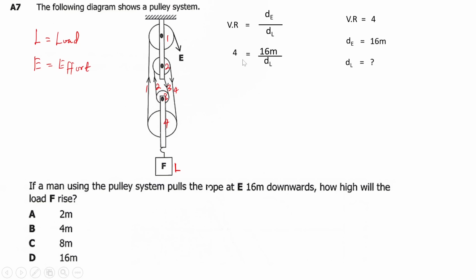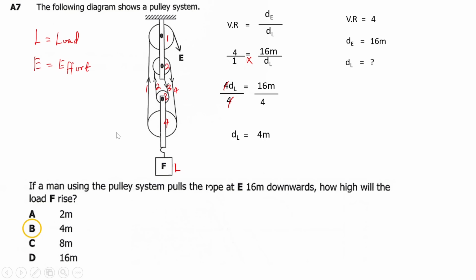Then we make dL the subject of the formula. So we put 4 over 1, then we cross multiply: 4 times dL, it will be 4 dL is equal to 1 times 16 meters, which is 16 meters. Now we divide by 4 on both sides so that 4 into 4 cancels. Then 4 into 16 is 4. So we remain with dL equal to 4 meters. So the answer will be B here.